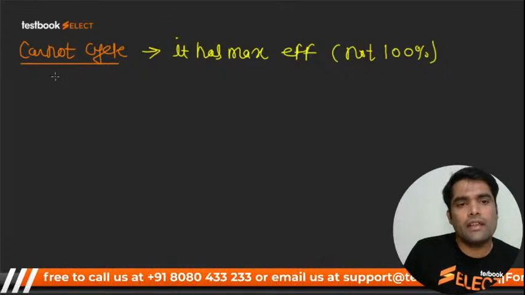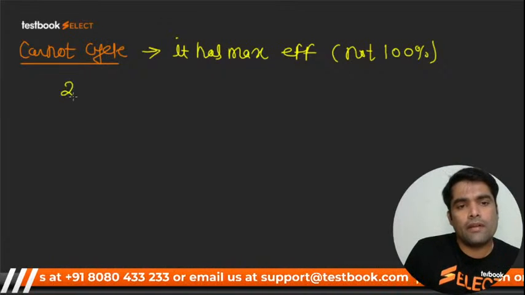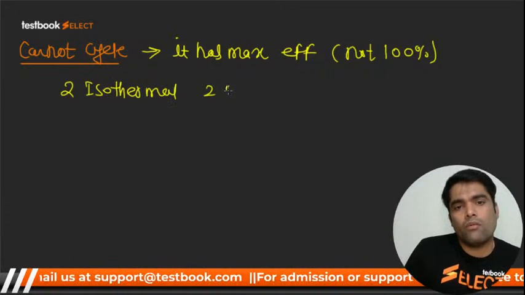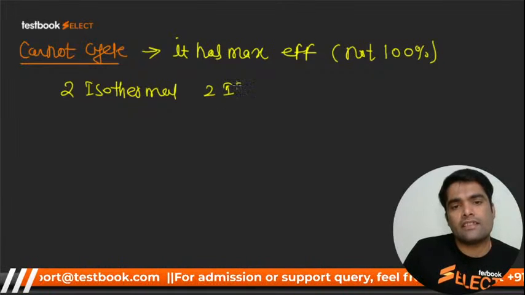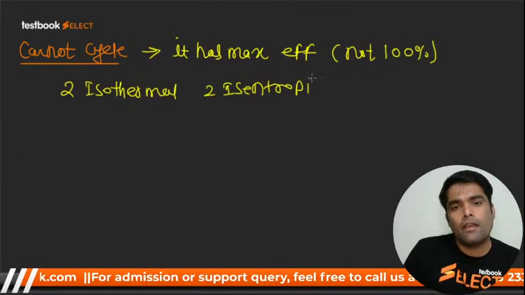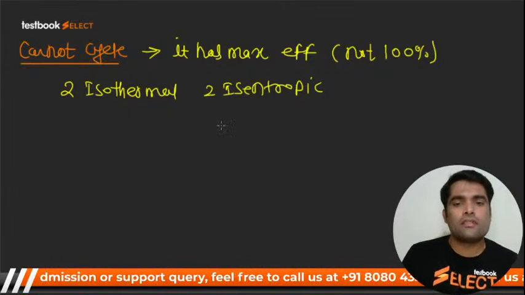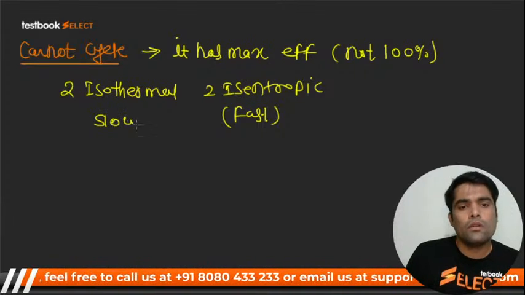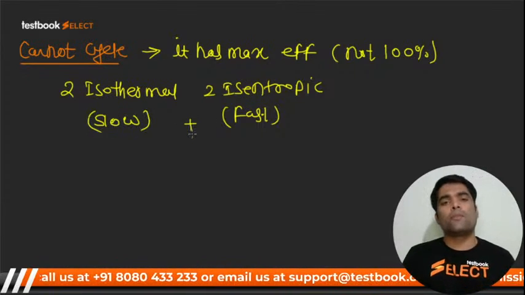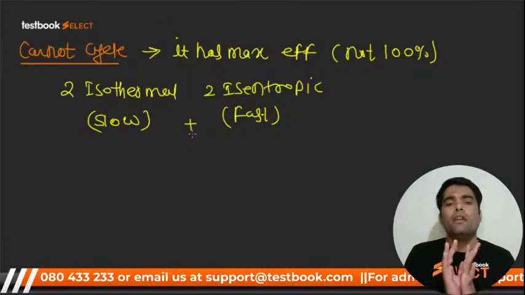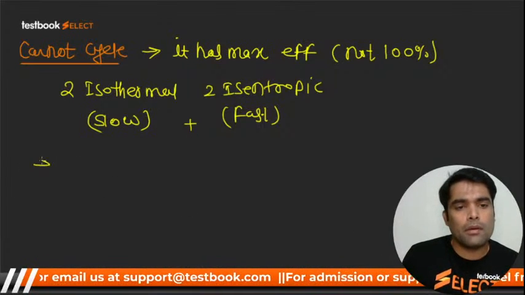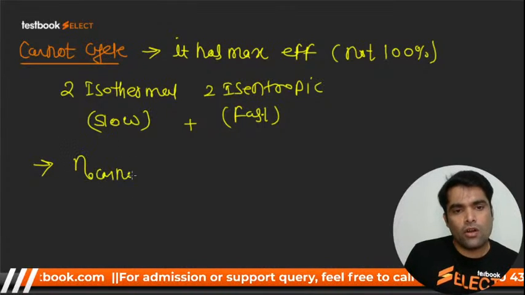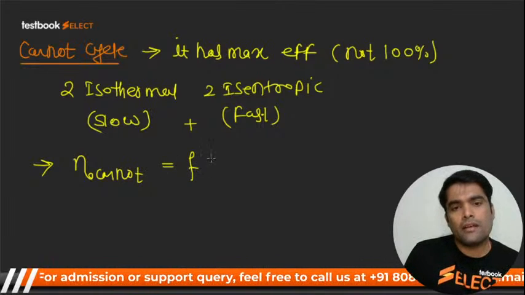And why is it not possible? It has two isothermal processes and two reversible adiabatic, or I can say isentropic, processes. Reversible adiabatic will be fast processes. These are fast, and the isothermal ones are slow. So a combination of slow and fast is not possible. That's why this cycle is not possible. But remember one thing: efficiency of Carnot is a function of temperature limits.